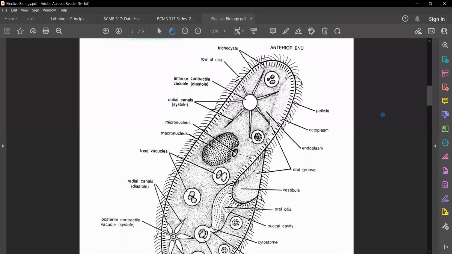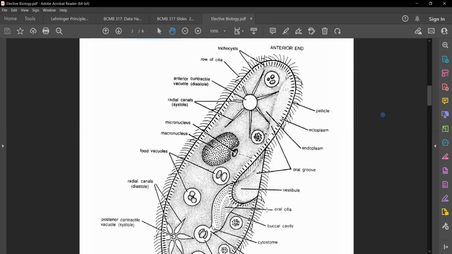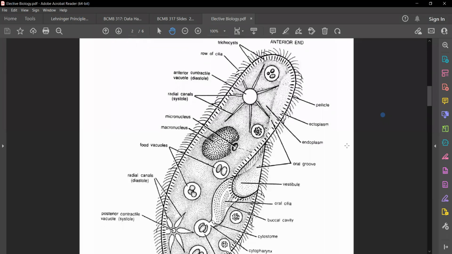Then you have the contractile vacuoles, the meganucleus, the micronucleus. Then these are food vacuoles. Then you have your cytosome. Now, this cytosome plays a role like a stomach in the Paramecia. But obviously, because they are single-cell or unicellular organisms, their mode of feeding is quite different, though they play the same roles. So yes, I'll give you a minute, take a very good look at this diagram.